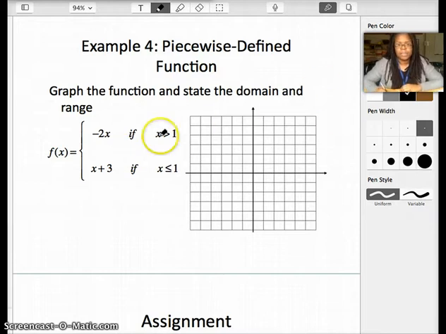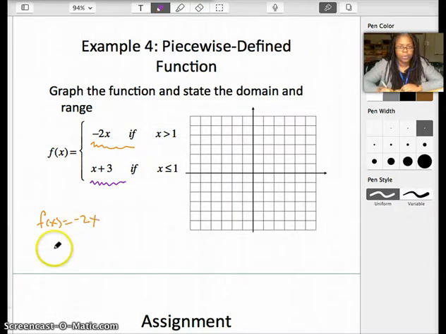So basically, here would be a great place to use two colors. Perhaps I'll use orange and purple. So we're going to graph, for the orange part, f of x is equal to negative 2x. And for the purple part, we're going to graph f of x is equal to x plus 3.